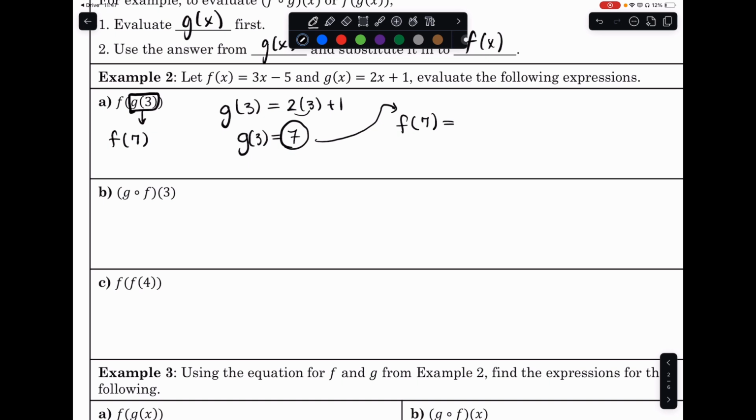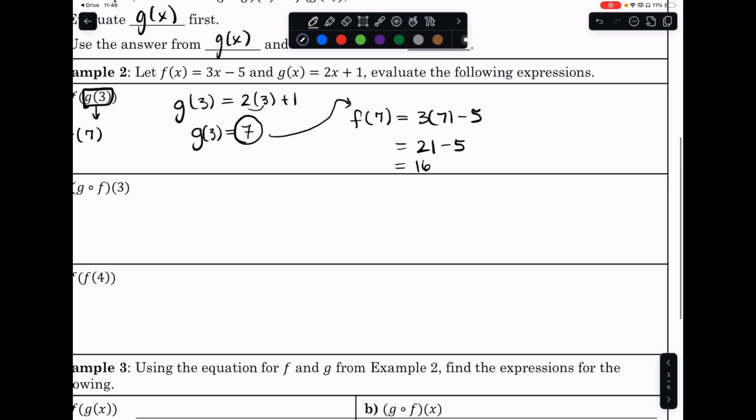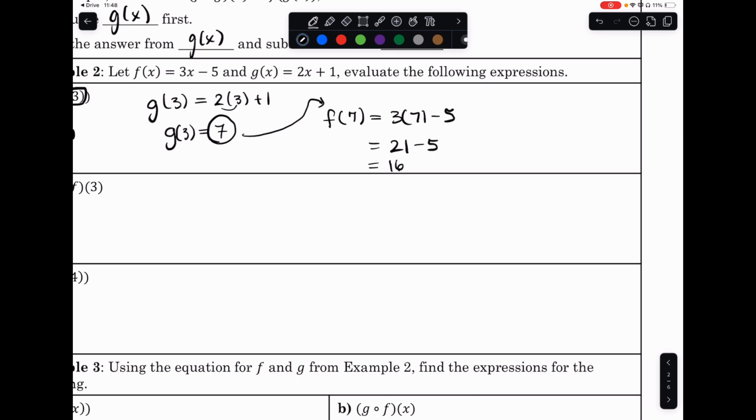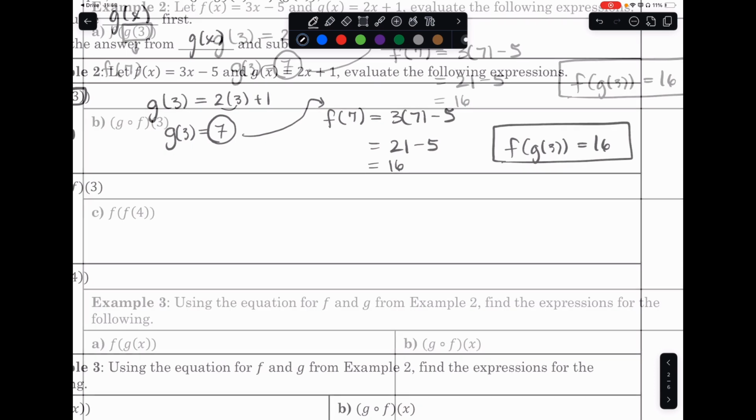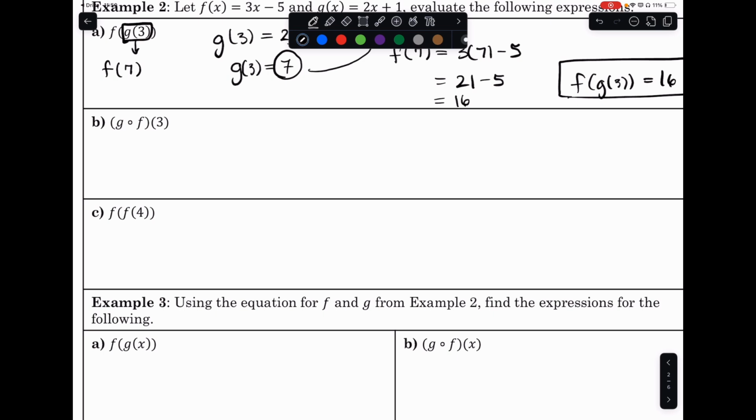Well, again, our function here for f is 3x minus 5. So f of 7 would be 3 times 7 minus 5, which is 21 minus 5, which is a total of 16. So what is the answer to this? Well, the answer is 16. So f of g of 3 equals 16. That is our answer. Now let's look at this next example, example B.